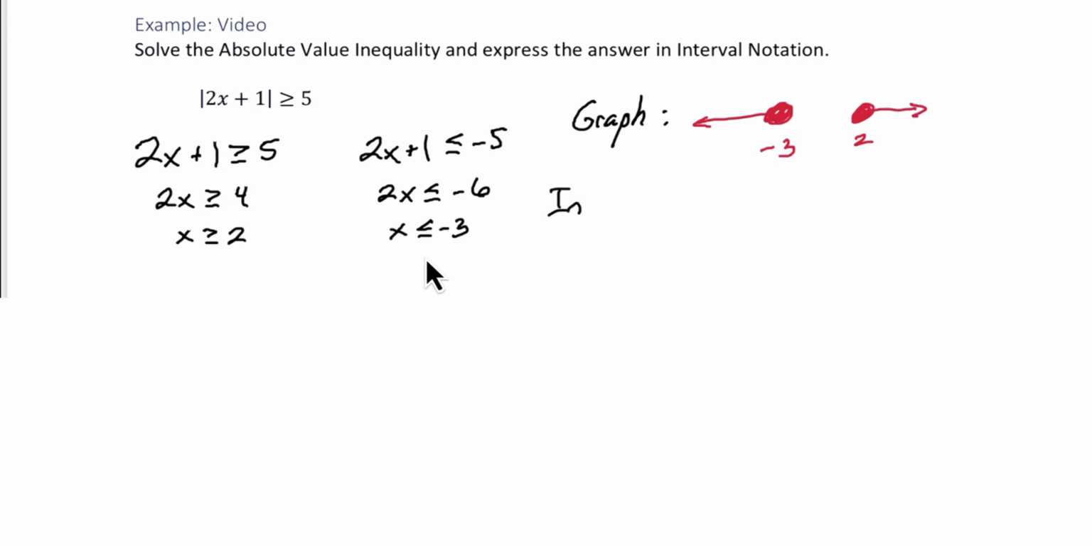As an interval, we have two separate intervals. First, we have negative infinity to negative 3 with a bracket. Then we'll union that, we'll join it with bracket 2 to positive infinity.